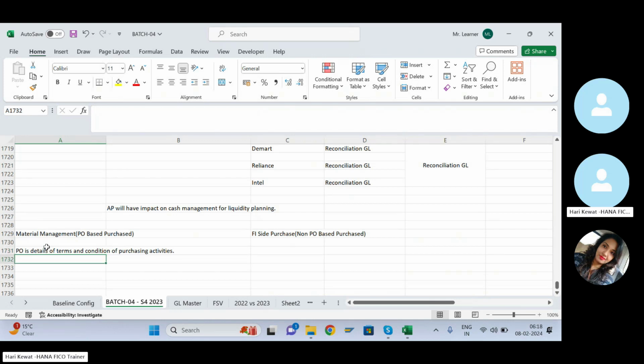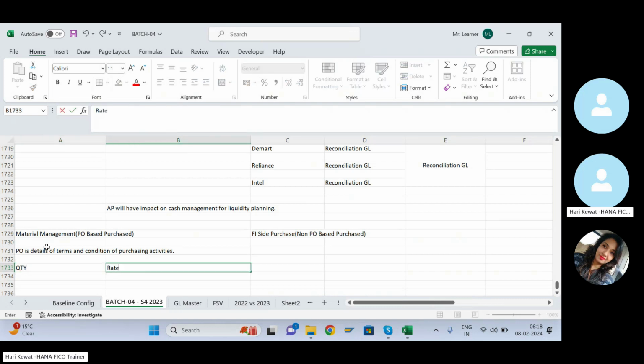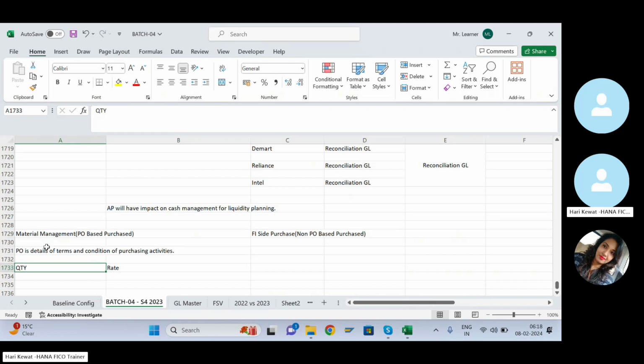And if you want to record quantity, how much quantity you are purchasing and at what rate you are purchasing, then you have to purchase from the material management side. PO based purchases you have to do.